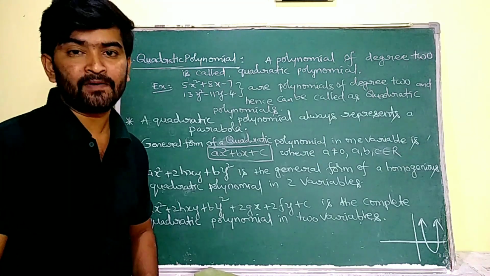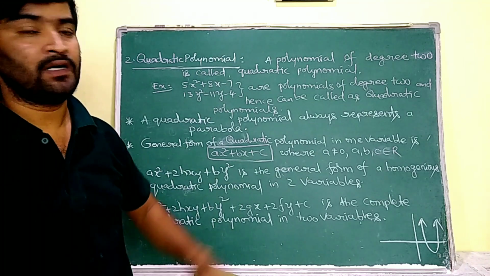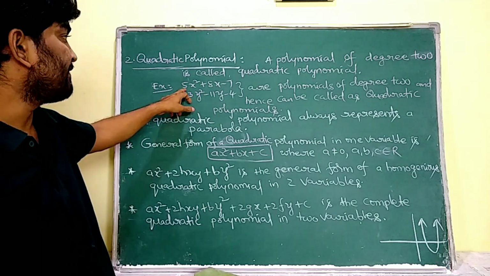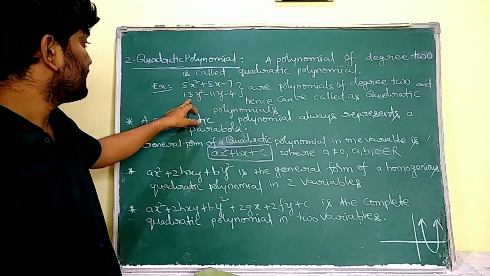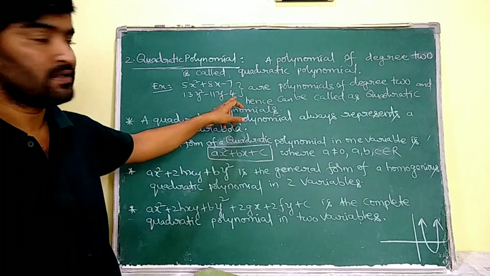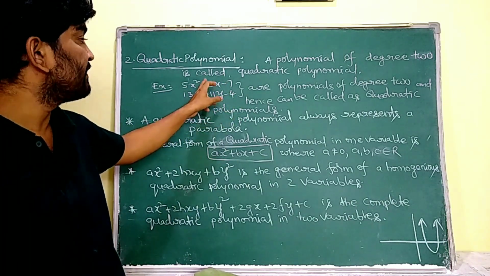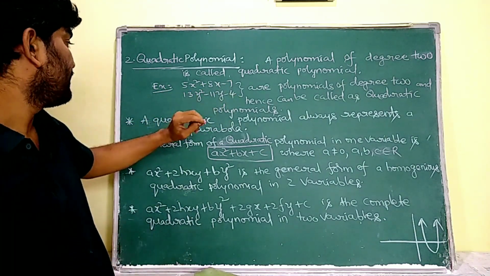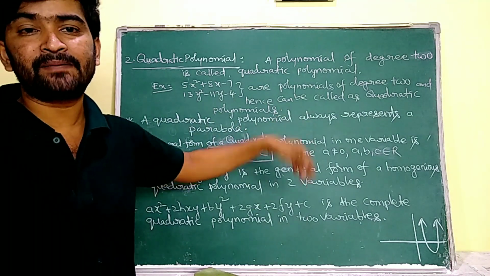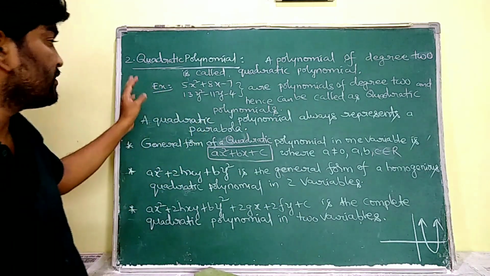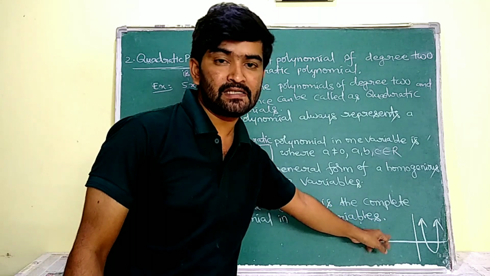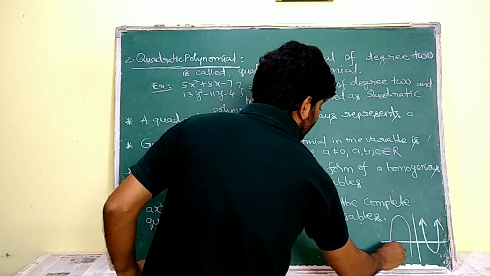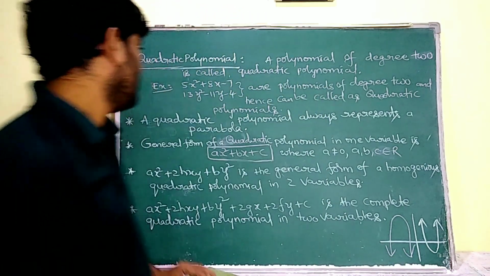Okay. Now the second type of polynomial is the quadratic polynomial. A polynomial of degree 2 is known as a quadratic polynomial. For example, 5x square plus 8x minus 7, and 13y square minus 11y minus 4. These are two polynomials of degree 2, so hence they can be called quadratic polynomials. Now, a quadratic polynomial always represents a parabola. Parabola means a U-shaped curve. For example, see here, this is a parabola. Like that, you may have a quadratic polynomial in any form.